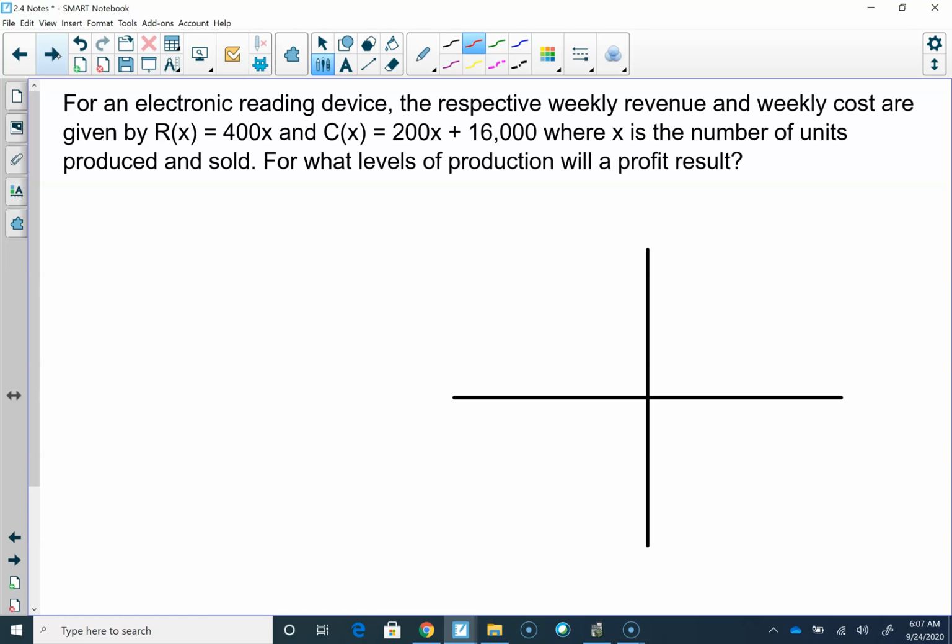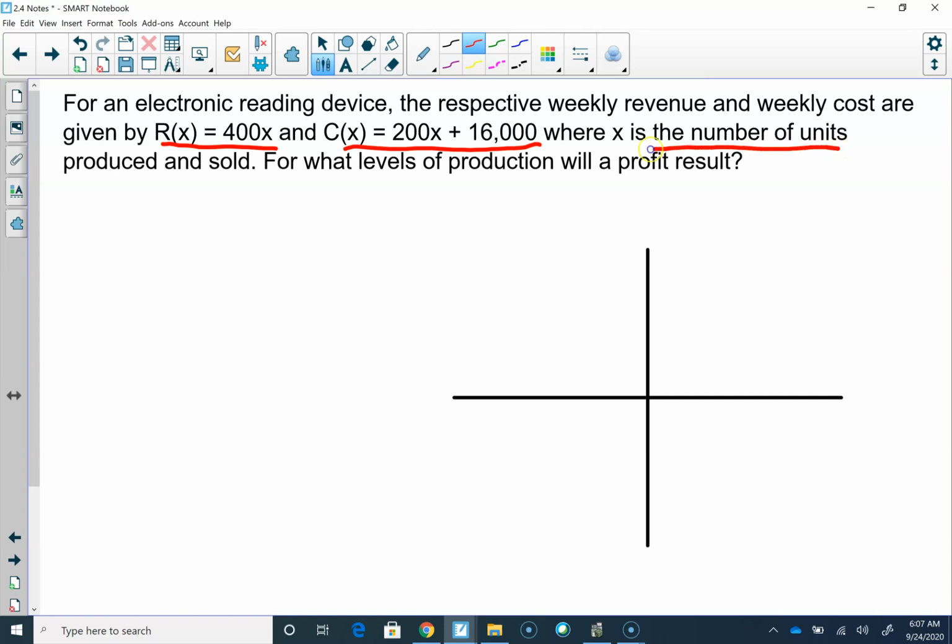So here's the first one. For an electronic reading device, the respective weekly revenue and weekly costs are given by these equations right here. So revenue and cost. So this is the money they would take in at the rate they would take it in, and this is the cost at the rate of their costs that they have. Think about the $16,000, that would be like a fixed cost. So if I had to rent a warehouse building and pay my employees and pay all the utilities, even if I sold nothing, I would still have that cost. So this would be more like a fixed cost.